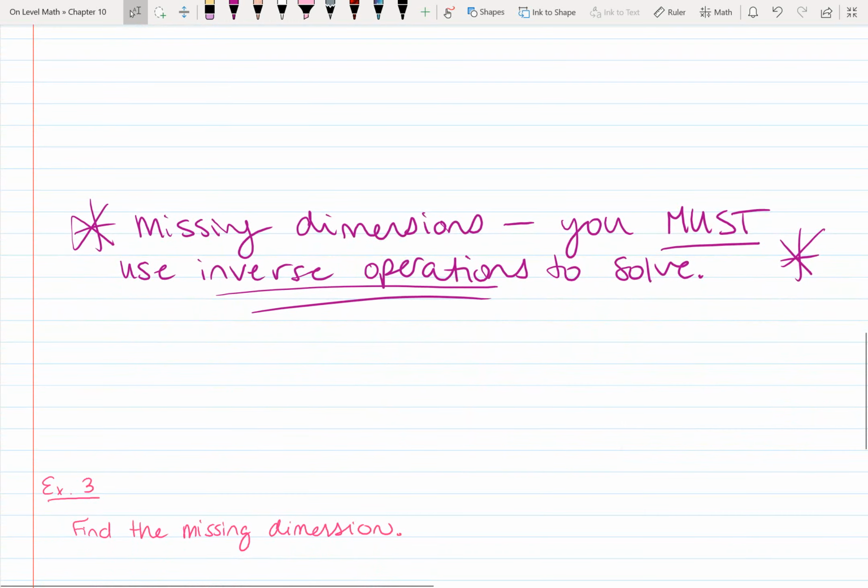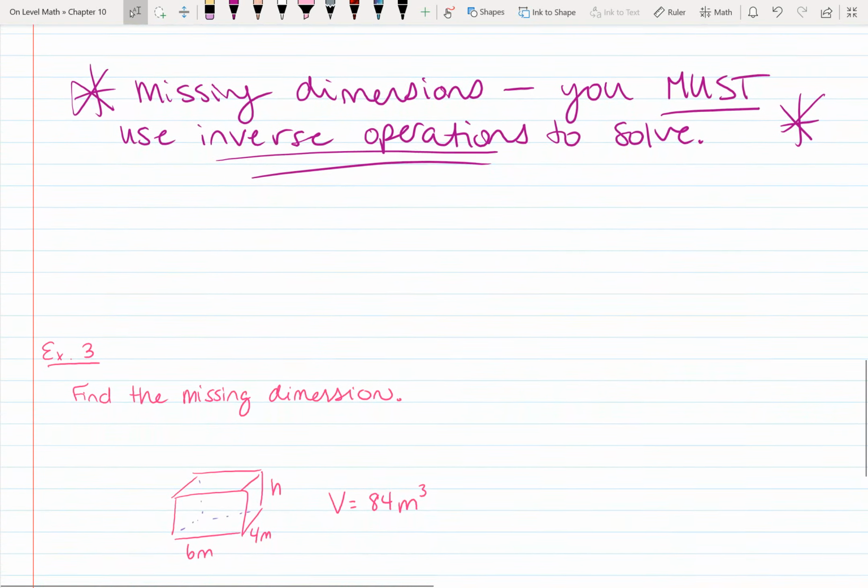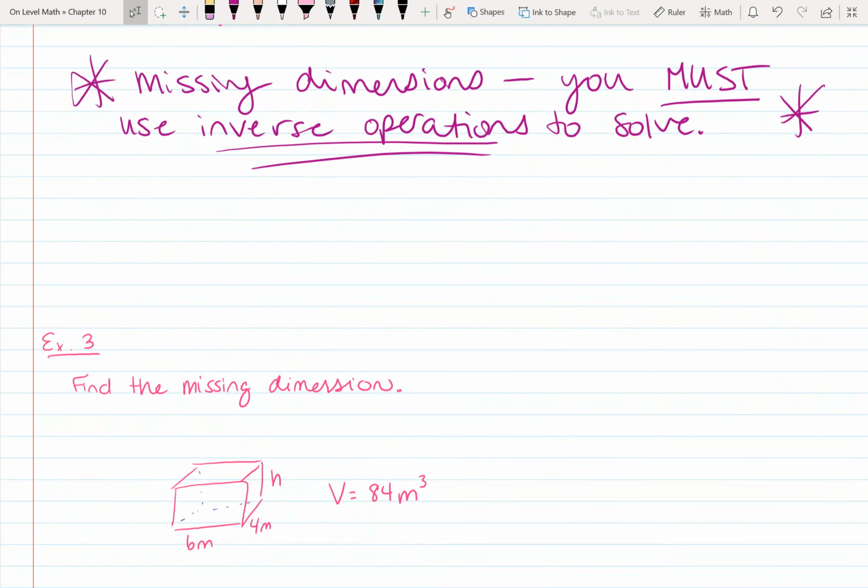Now we start with the same first two steps. So it says find the missing dimension. Well, we're talking about volume, so my very first step is to write our baseline formula, V equals capital B times H. And remember, capital B means area of base. Since we're talking about a rectangular prism, area of base is found by doing length times width. We're going to multiply it by the height of the prism equals volume.